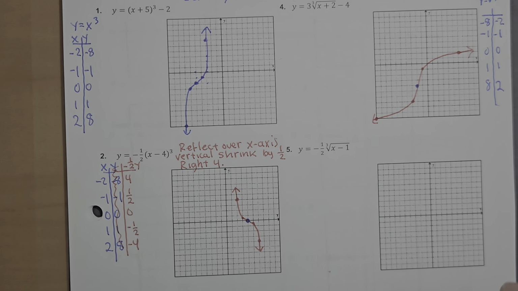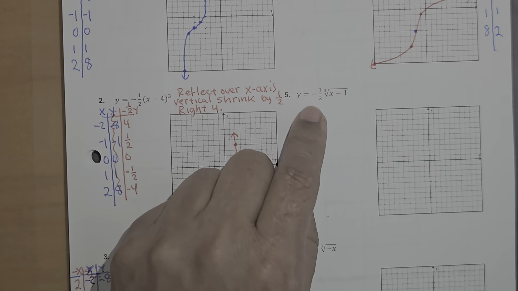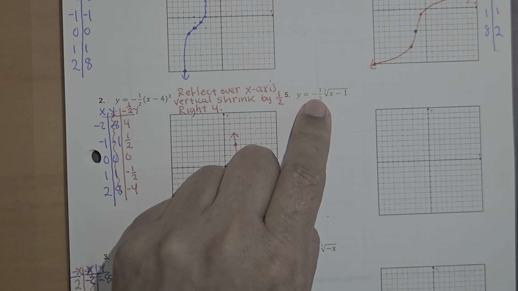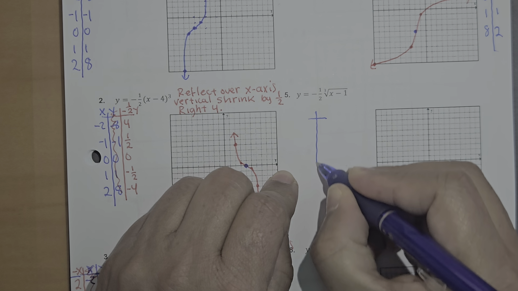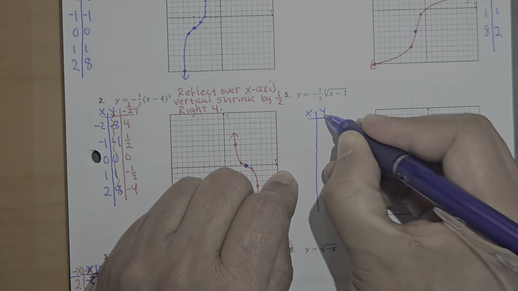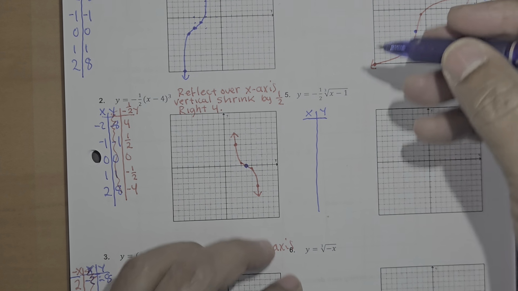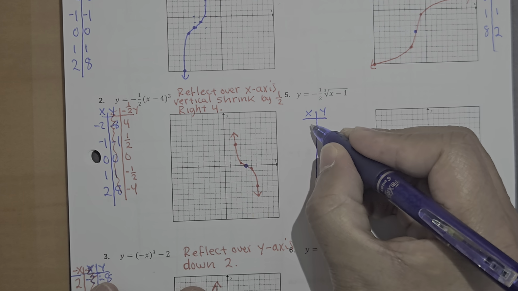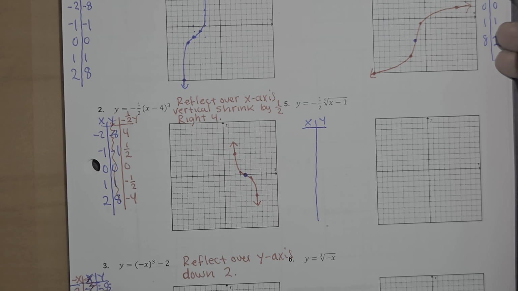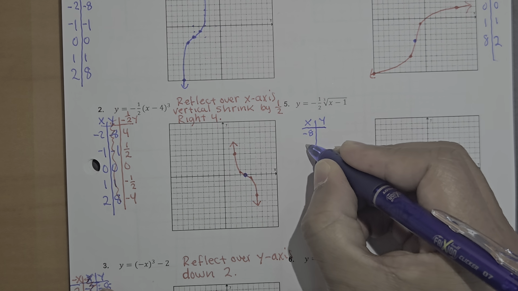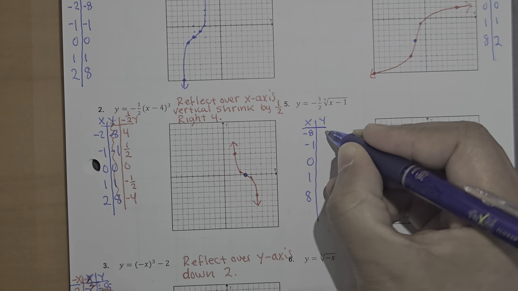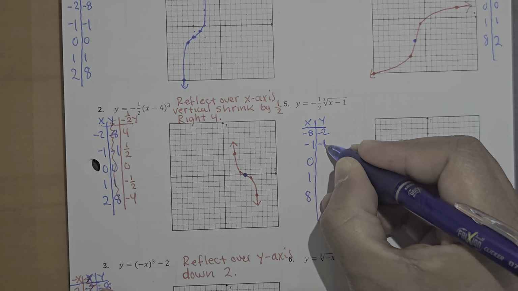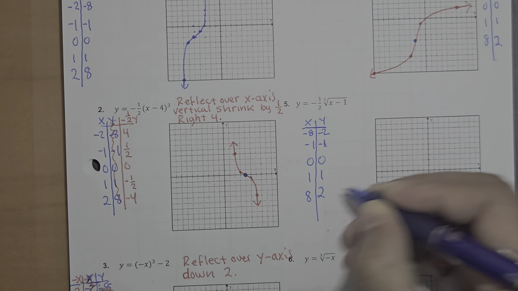All right, so then let's go down to the next example. Again, notice that there is a negative in front of the radical. Okay, so I'm going to copy the table of the parent. So this is x and y, and I have enough space here to be able to do the transformations on the table. So the same table as this one here, I'm just going to copy it. So -8, -1, 0, 1, and +8. This is -2 for y, -1, 0, 1, and 2.